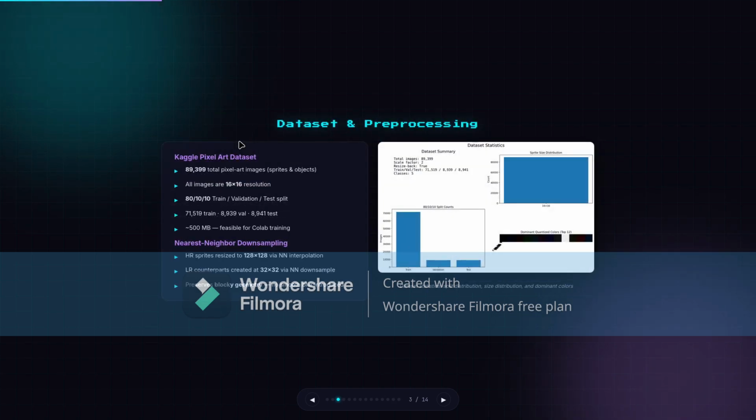For our dataset, we selected the Kaggle pixel art dataset. It contains about 89,000 pixel art images of sprites and game objects, all at 16 by 16 resolution. We split this 80-10-10 for training, validation, and testing. The dataset is around 500 megabytes, which is well within the capacity. A very important part of our pre-processing is the nearest neighbor downsampling. We resize the sprites to 128 by 128 using NN interpolation to create our high-res targets. Then downsample to 32 by 32 using NN to create the low-res inputs. This preserves the blocky geometry that defines pixel art, unlike bicubic, which introduces blur.